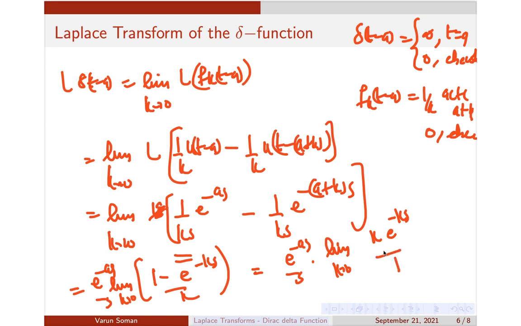You are differentiating with respect to k, because k is the variable here. So the derivative of the numerator will be s into e raised to minus ks, over 1 for the derivative of the denominator. When k becomes 0, you will just get s. So the Laplace transform of the Dirac delta function is simply e raised to minus as.